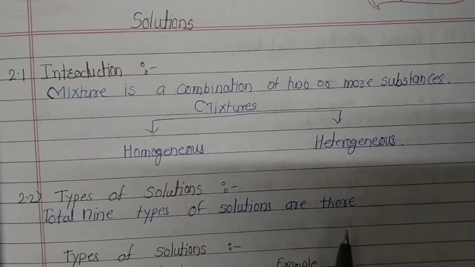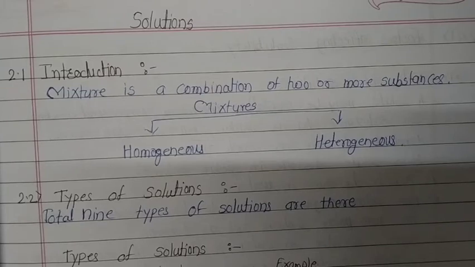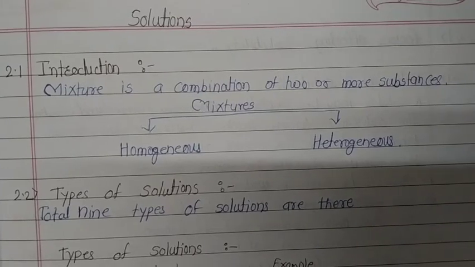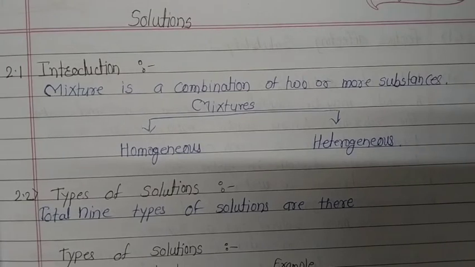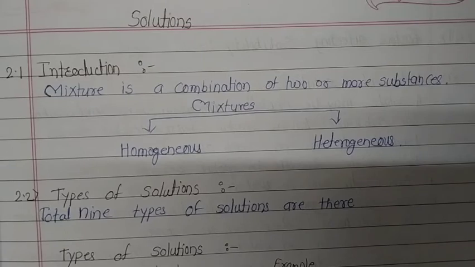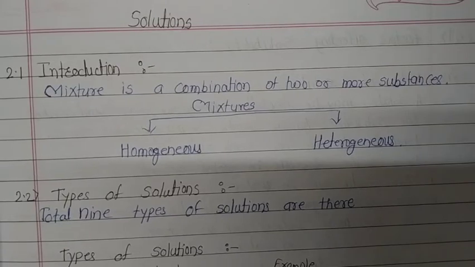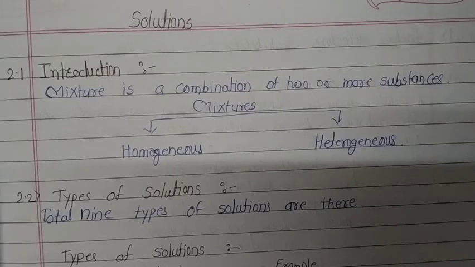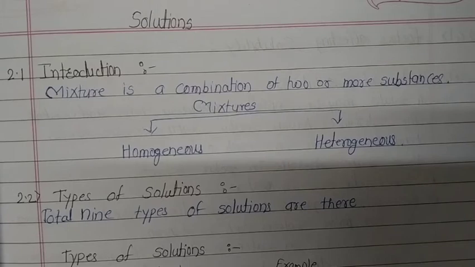Now the term introduced here is solution. So first we see what is meant by solution. What is meant by solution? A solution is a homogeneous mixture of two or more components or pure substances. A solution consists of a solvent and solute.